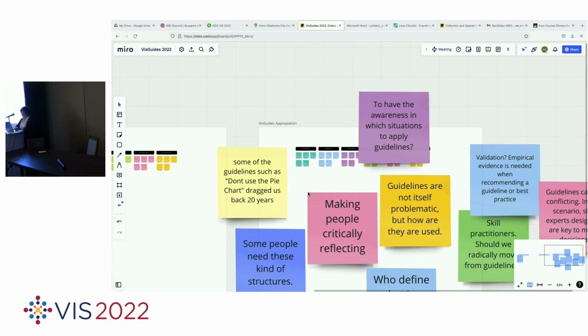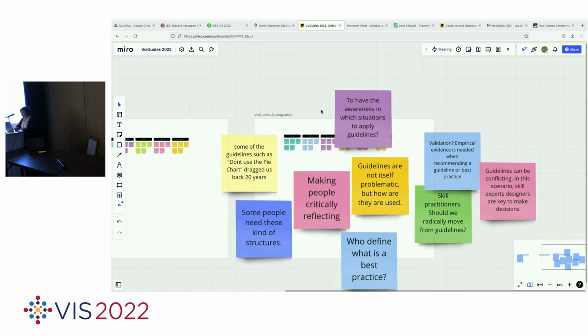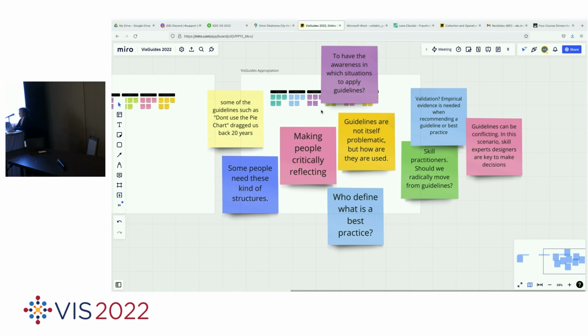Let's get started with something. Appropriation. So from now on, it's appropriation. And then we move to, okay, what we can do is to make people think critically, and this means when we teach, when we do the design. So to have awareness of in which situation to apply the guidelines, because guidelines are not in themselves problematic, but it depends on how they are used. So it's all about the situation.